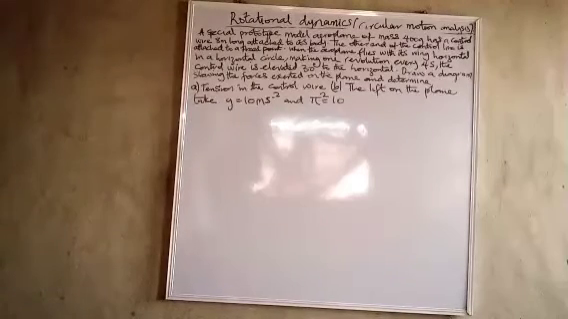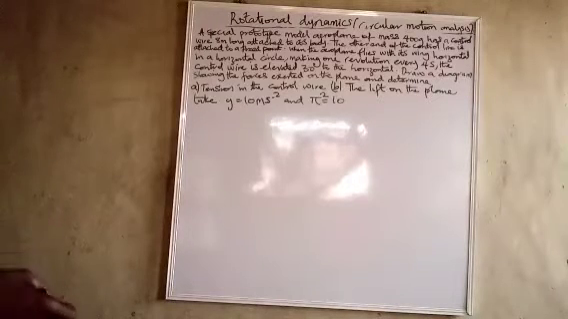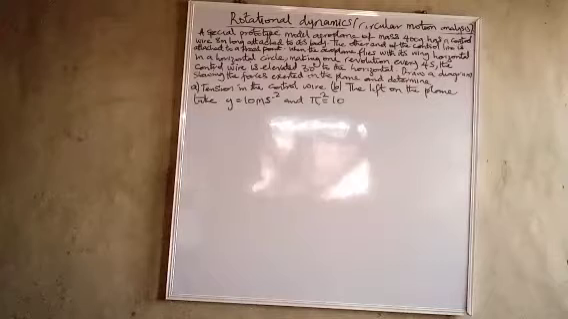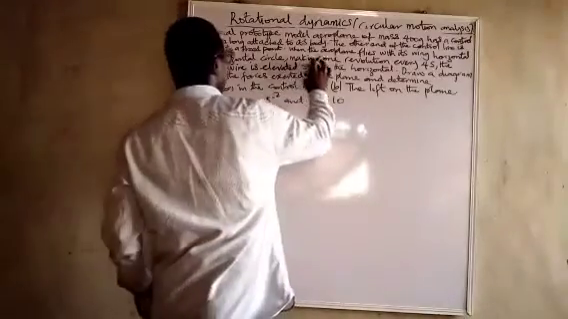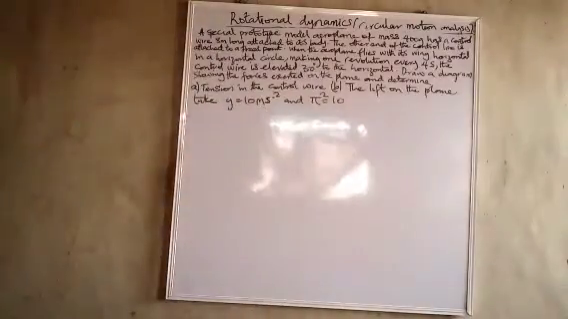A special prototype model aeroplane of mass 400 grams has a control wire 8 meters long attached to its body. The other end of the control line is attached to a fixed point. When the aeroplane flies with its wing horizontal, in a horizontal circle, making 1 revolution every 4 seconds, the control wire is elevated 30 degrees to the horizontal. Draw a diagram showing the forces exerted on the plane and determine A, the tension in the control wire, B, the lift on the plane. So we have a situation like this.